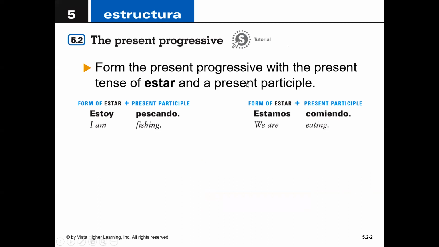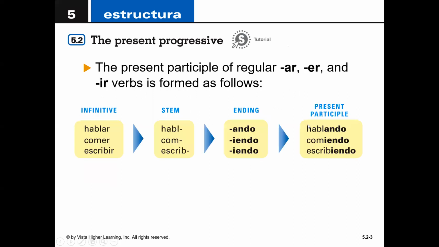This breaks down again what I just told you. You form the present progressive in Spanish with the present tense of estar, which we reviewed in 5.1, and a present participle. So for instance, here we say estoy pescando. And there you have the English, estamos comiendo. So next we'll see how we form the present participle. How do we form this, pescando, comiendo?